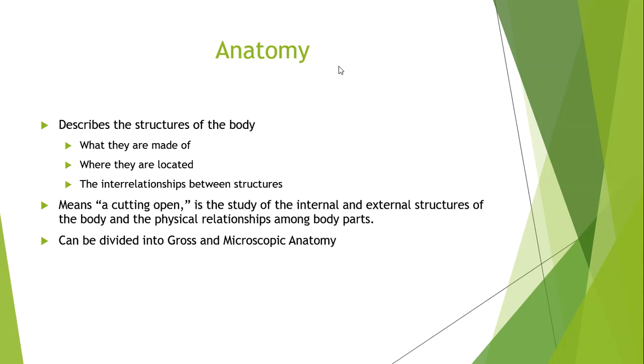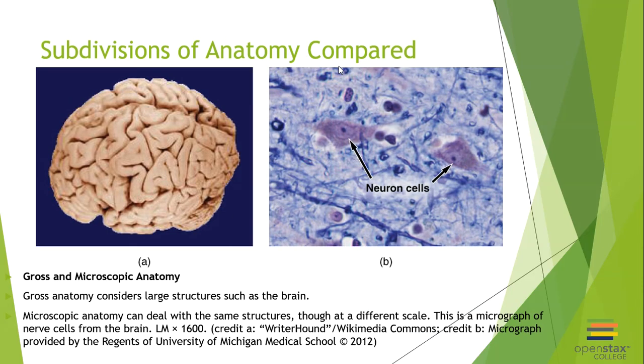And what exactly are we learning in this unit and in this course overall? First, we have to make the distinction of what actually is anatomy and physiology. Anatomy describes the structures of the body: basically what it's made of, where things are located, and the relationships between these structures. The term itself means the cutting open. Like I said, it's the study of the internal and external structures of the body.